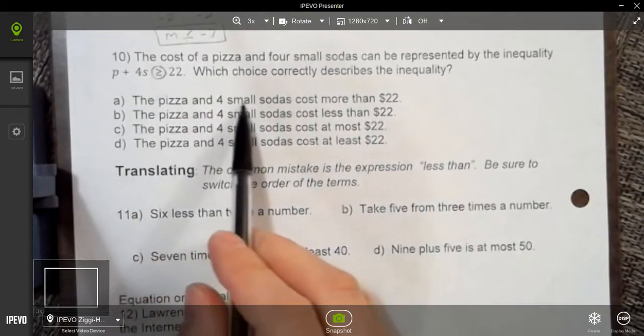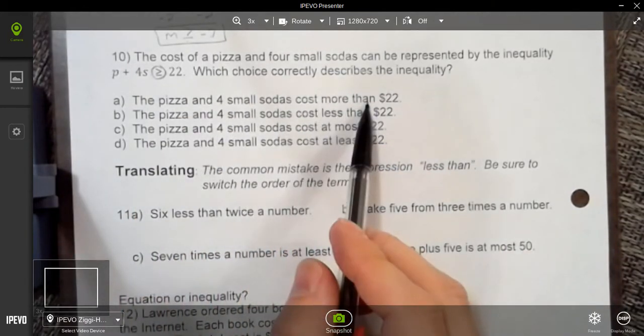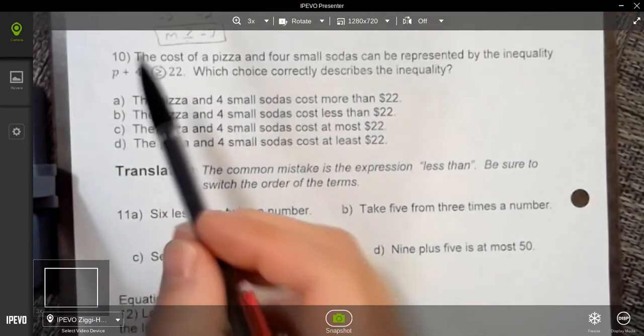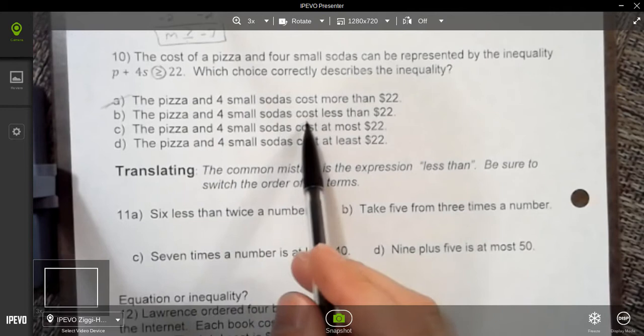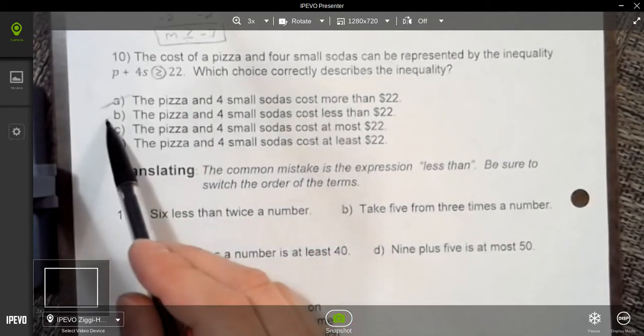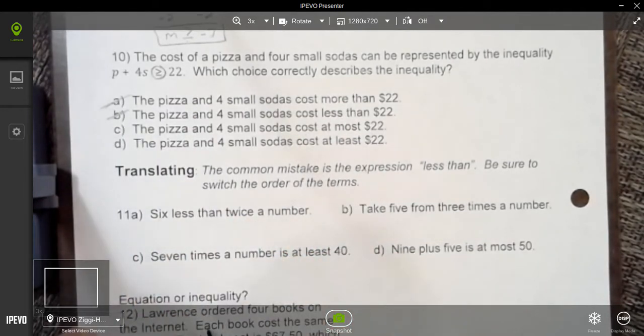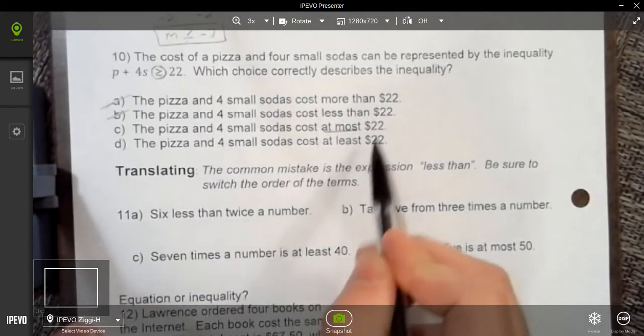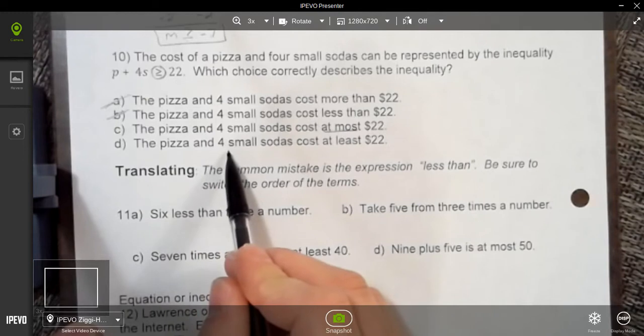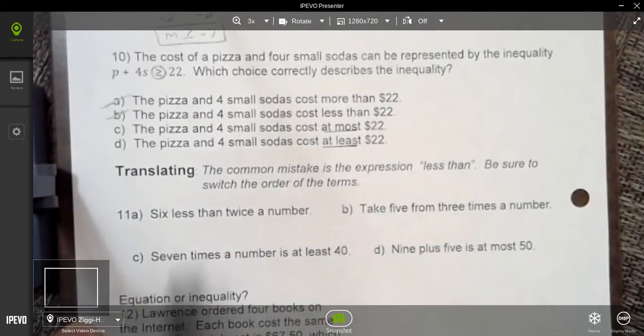Well, A says the pizza and 4 sodas cost more than $22. Well, that says greater than or equal to, so it can't be that one. And B says the pizza and 4 small sodas cost less than $22, which we know can't be true since that's a greater than or equal to symbol. C says the pizza and 4 small sodas cost at most $22, and D says the pizza and 4 small sodas cost at least $22.